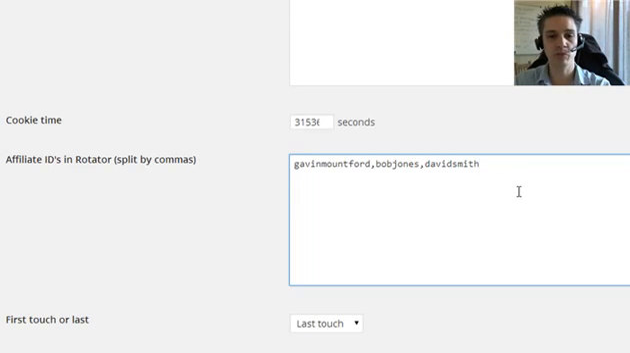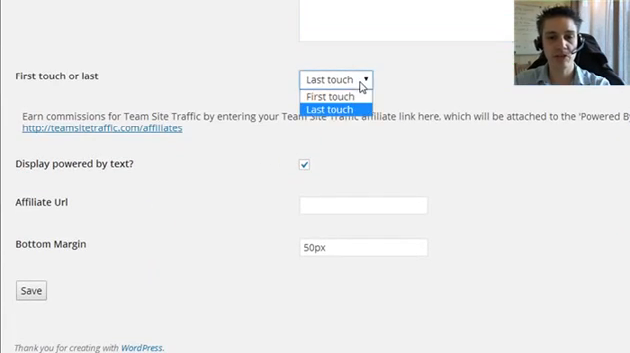So you can set this up to reward your team members so they can get extra credit and extra sign-ups from those people. You can also set it for first touch cookie or last touch cookie, which you probably know how that works being an affiliate marketer. And this is just the display, the powered by text at the bottom.